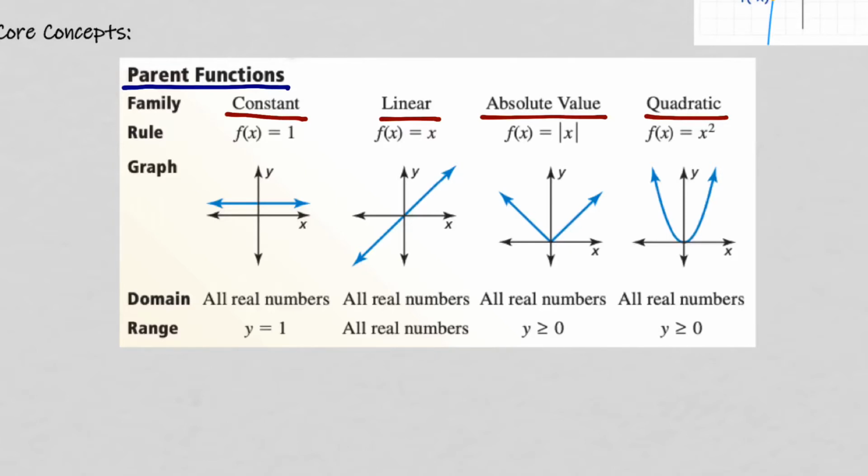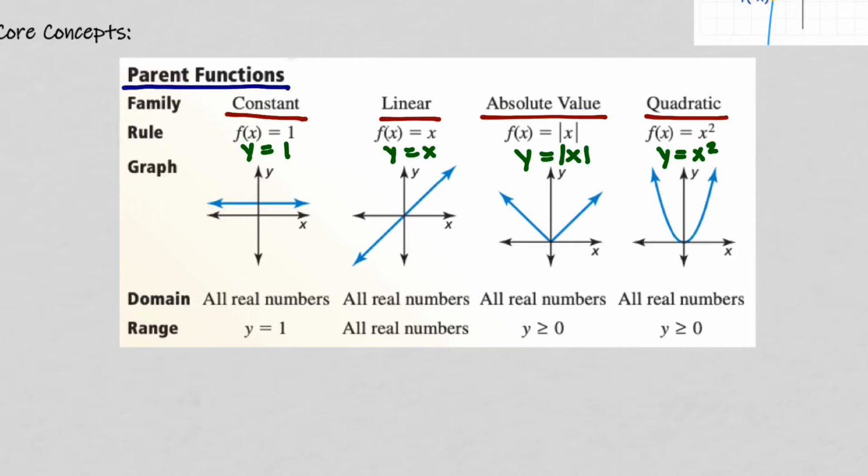Now, for all of these equations where you see this f of x, you can replace that with a y. Y equals 1. Y equals x, y equals absolute value of x, and y equals x squared, okay? Those are the same thing. We just list functions a lot using f of x. It's the function of x.